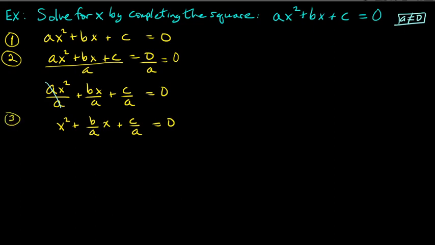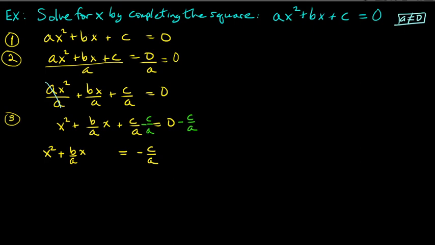On to step 3. Remember what step 3 is. Take the thing without the x, that's the c over a, and subtract it from both sides. So minus c over a on the left, minus c over a on the right. And so that becomes x squared plus b over a times x plus 0 equals negative c over a. Okay, so that was step 3. That's supposed to be a 3 here. Okay, good enough. All right, remember what step 4 is.